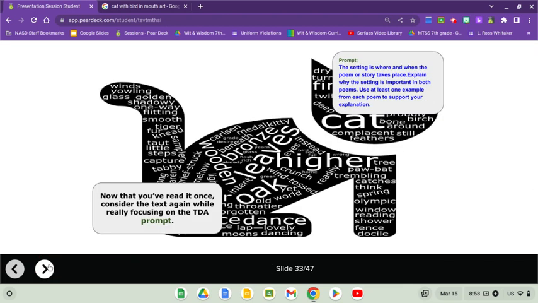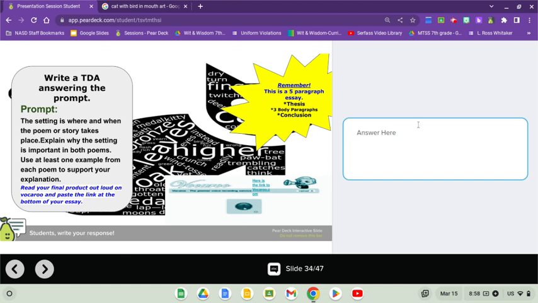And then in slide 33, you get another look at the prompt, the word cloud, and it says we're really focusing on the TDA now. And on slide 34, here goes your TDA response. This is also in your packet should you be computerless today. Please make sure that you are writing and working up until you're dismissed by today's substitute.